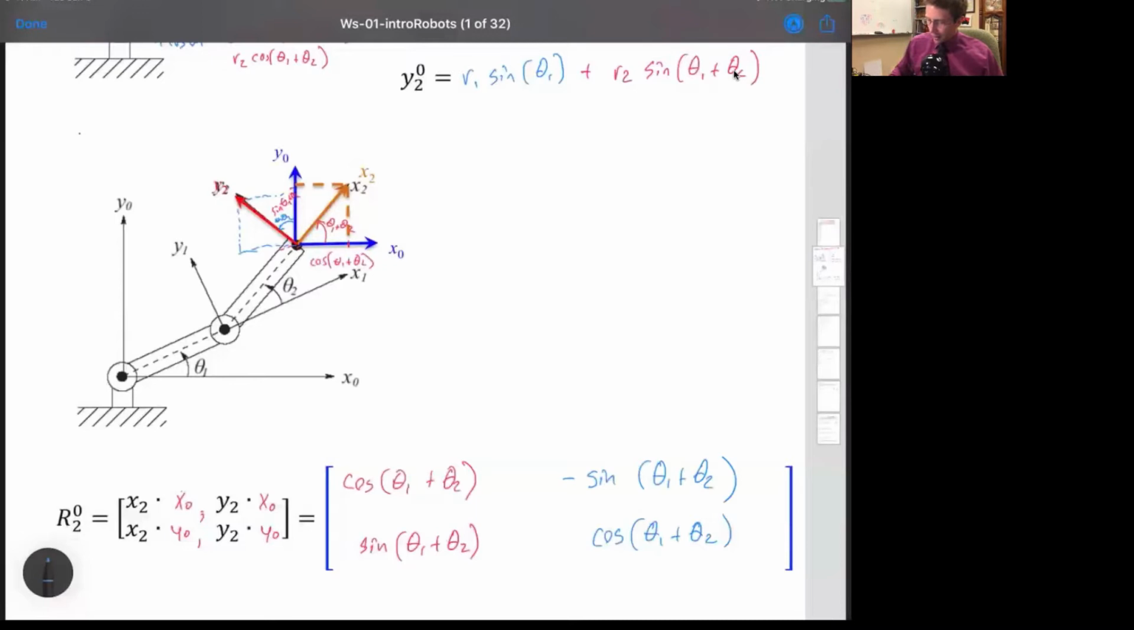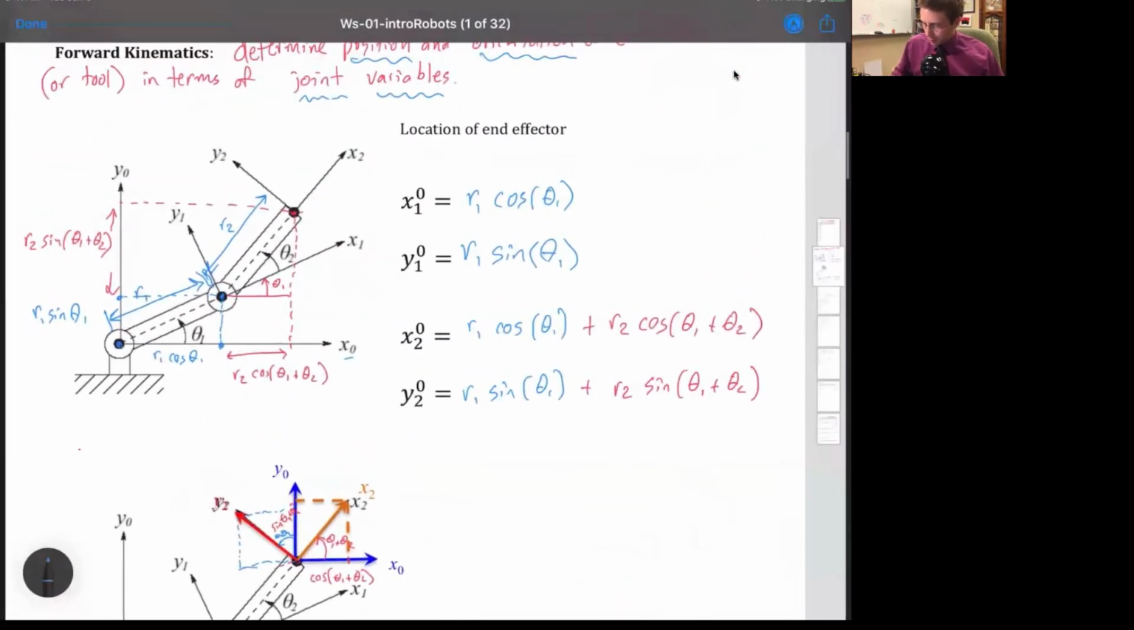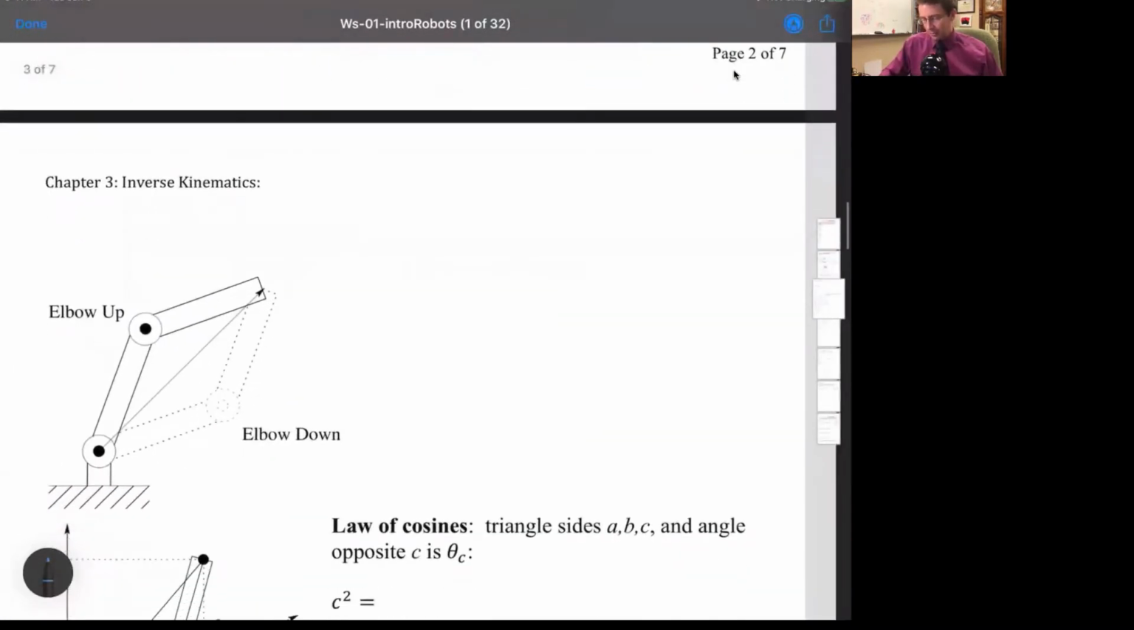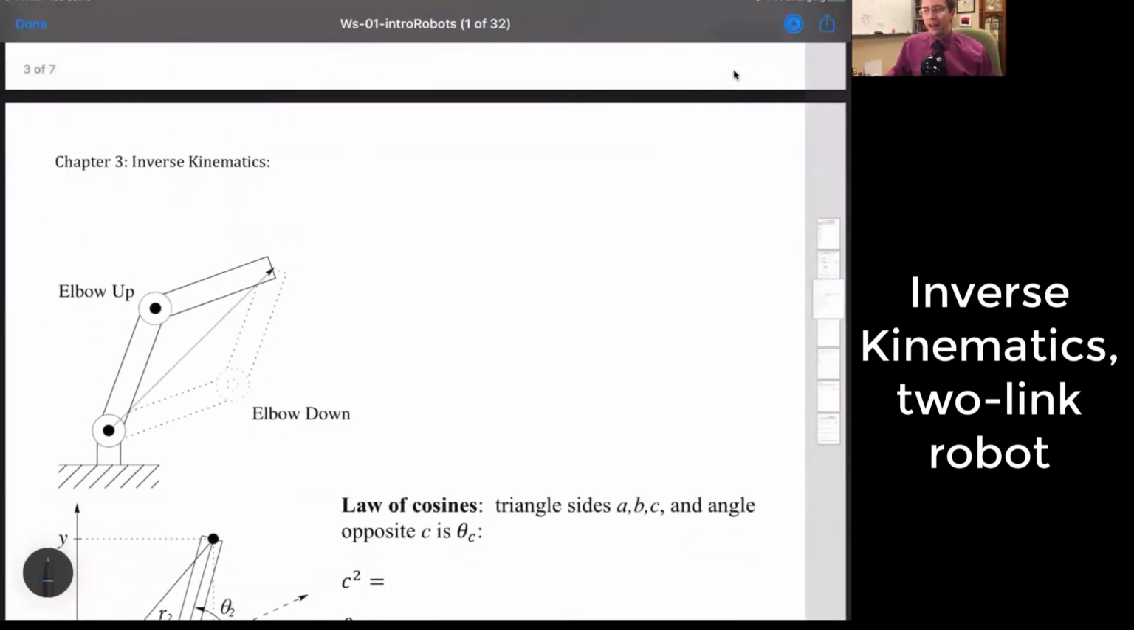And so now I have both the orientation of this coordinate frame, and I have the position of the origin of that coordinate frame, which is x2 and 0, y2 and 0. And then I have solved my forward kinematics. The next chapter, chapter 3, is all going to be about inverse kinematics. And inverse kinematics is figuring out, well, what are the joint parameters that I need to have in order to achieve the position and orientation that somebody wants.